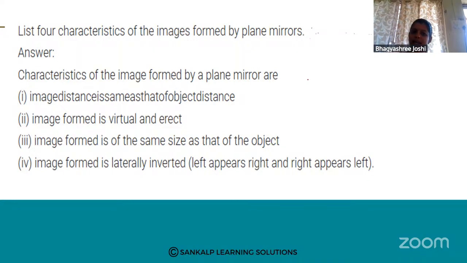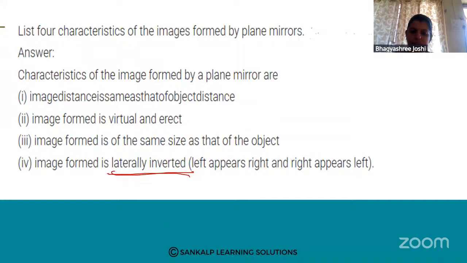Okay, image formed is laterally inverted. What do you mean by lateral inversion? When left appears right and right appears left. ನೀವೇನಾದ್ರೂ ಲೆಫ್ಟ್ ಹ್ಯಾಂಡ್ ಅನ್ನ ಎತ್ತಿದ್ರೆ ನಿಮ್ಗೆ ಏನ್ ಕಾಣಿಸುತ್ತೆ? ರೈಟ್ ಹ್ಯಾಂಡ್ ಕಾಣಿಸುತ್ತೆ. So left appears right, right appears left, that is lateral inversion, laterally inverted.